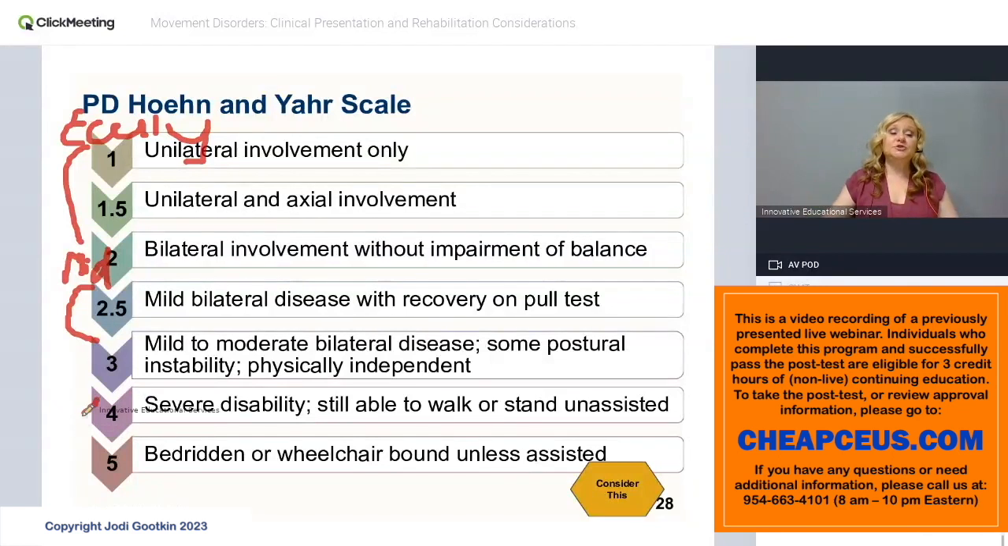And then when an individual progresses to a 4 or 5, that's when we see they need more assistance. And that's considered the later stages of the disease where they can't function alone and then progressing towards significantly impaired or no function, hallucinations, cognitive decline, to give you an idea of that scale.